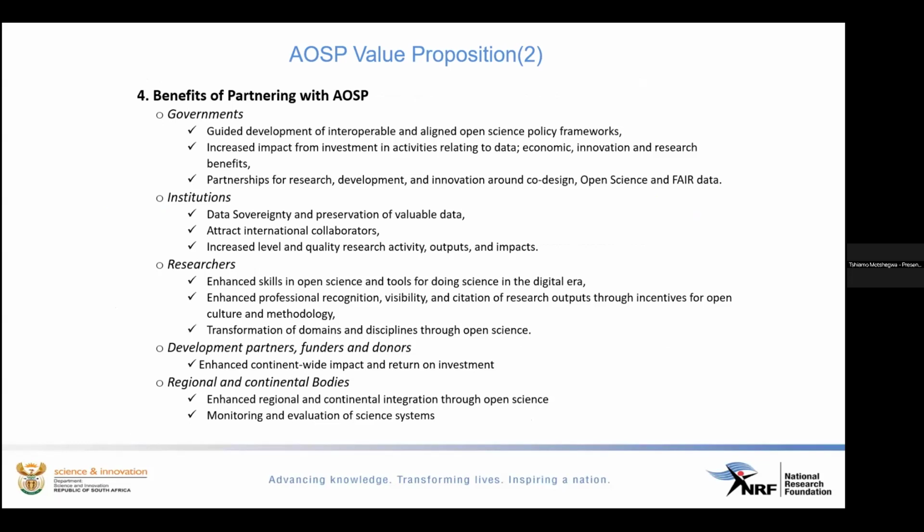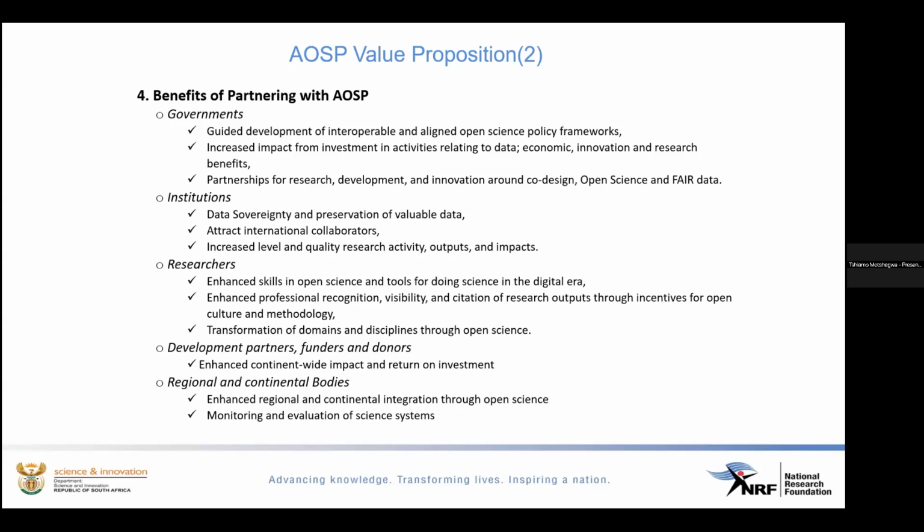Why would you want to partner with AOSP, given what we're already doing? I think it's quite compelling, and nobody can really argue with these particular benefits. If you're a government developing science policies, by all means, you may find it very useful to work with AOSP and AOSP partners in helping you develop your open science policy frameworks and maybe how to best implement them. If you're an institution and you want to attract international collaborators, the AOSP network is growing.